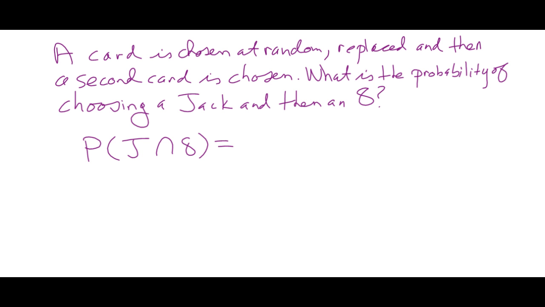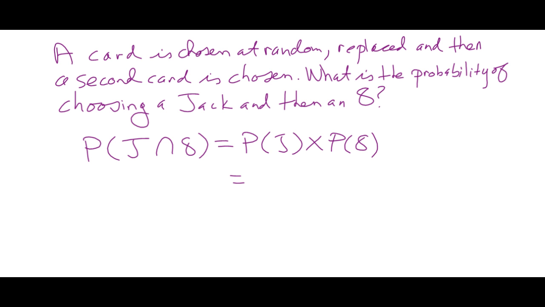Now, watch the wording, because it matters if I say a jack and then an 8, or if I say what's the probability one of the cards was a jack and one of the cards was an 8. If I say jack then 8, you have to get a jack on the first draw, and then you have to get an 8. So it's just this: the probability of getting a jack times the probability of getting an 8.